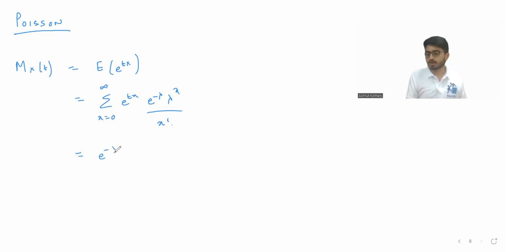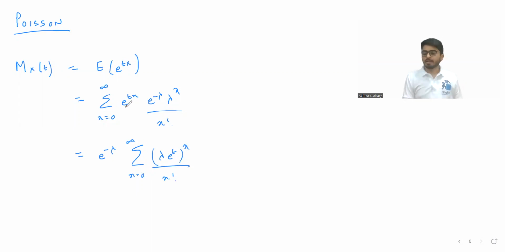I can take e to the power minus lambda common, and I can recombine to write this term as e to the power tx into lambda to the power x, which can be written as lambda e to the power t whole to the power x. And this will be nothing but e to the power lambda e to the power t minus 1. Again, go through the steps and see if it is making sense to you or not.